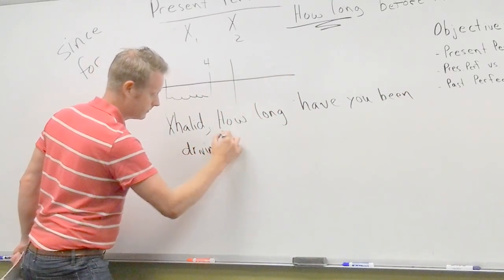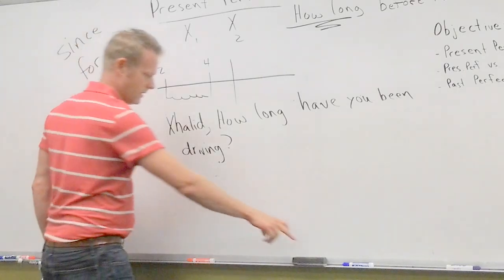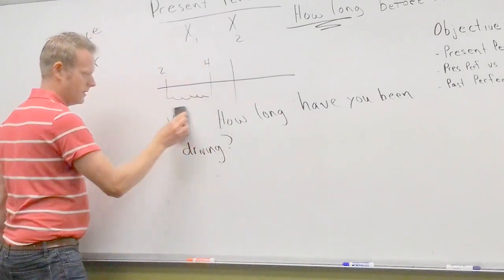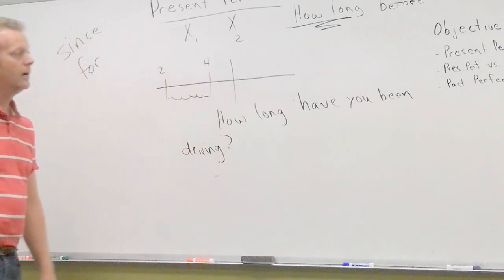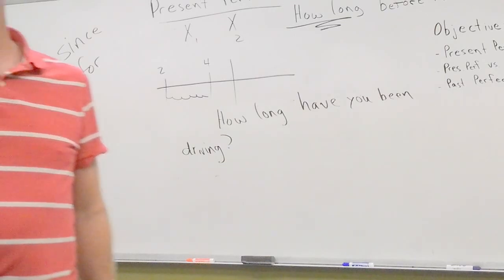Good. Now I ask you this question, not Khalid. How long have you been...? I can't use "has." Well, you could if you're talking to someone else. I'm talking with you. So let's say you two are sitting in the car, and you're on the phone with Khalid.